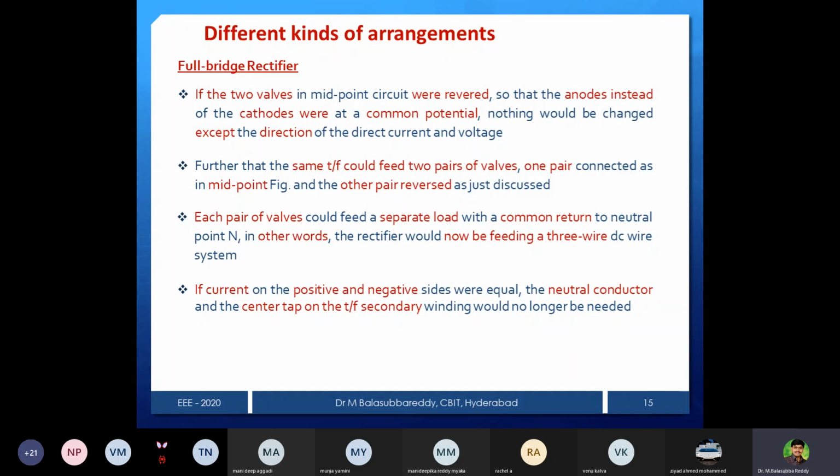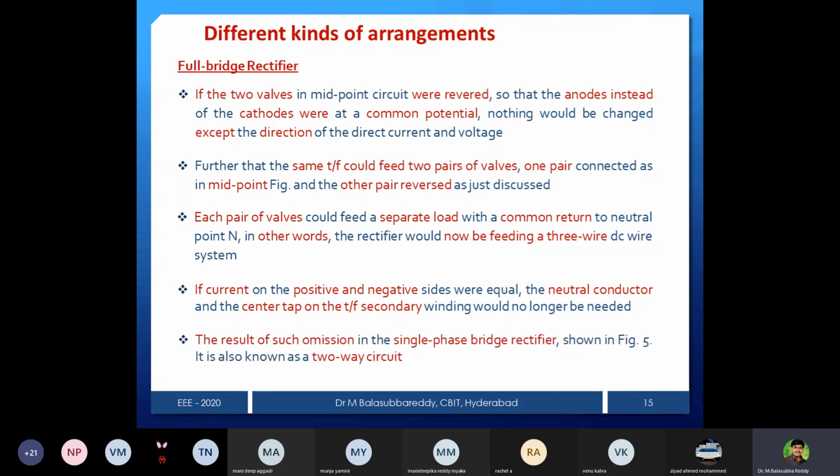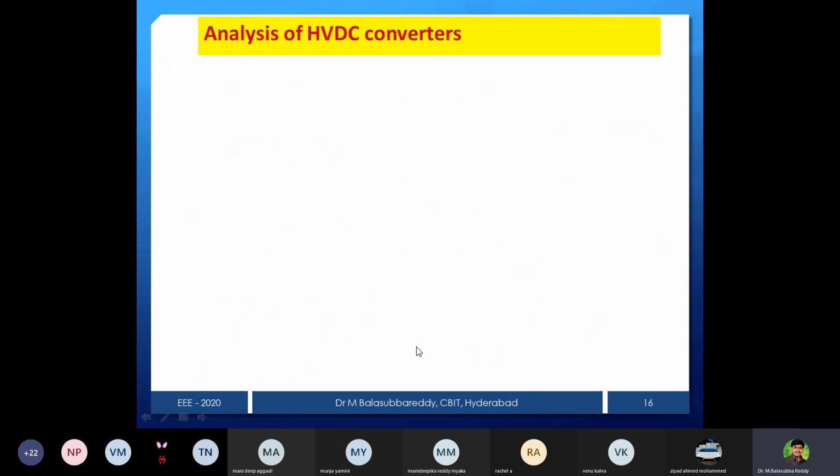And if the current on both the positive and negative sides were equal, then the neutral conductor and the center tap transformer secondary winding would no longer be needed. So if the current on the positive as well as the negative sides is equal, then the neutral conductor is not required in the center tap. This results in the single phase bridge rectifier, which is also known as a two-way circuit. With midpoint n we consider one circuit, and with the upper side we consider another circuit. Therefore a two-way circuit is formed if you use the bridge configuration.